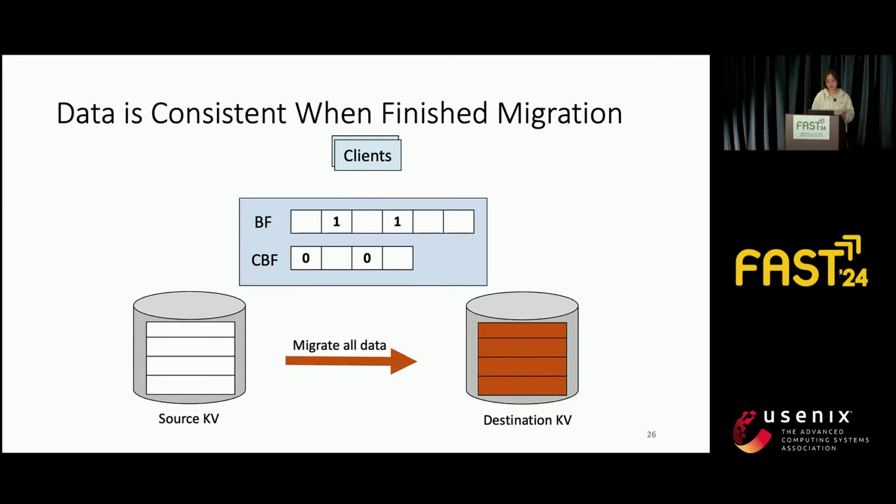The next case is when the group has finished the migration: BF is 1 and CBF is 0. The switch knows this group is entirely at the destination, so reads and writes should go to the destination.